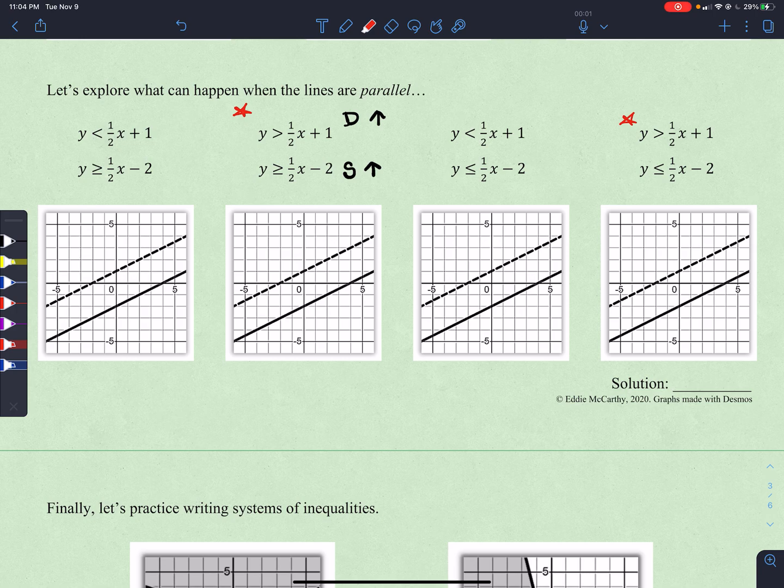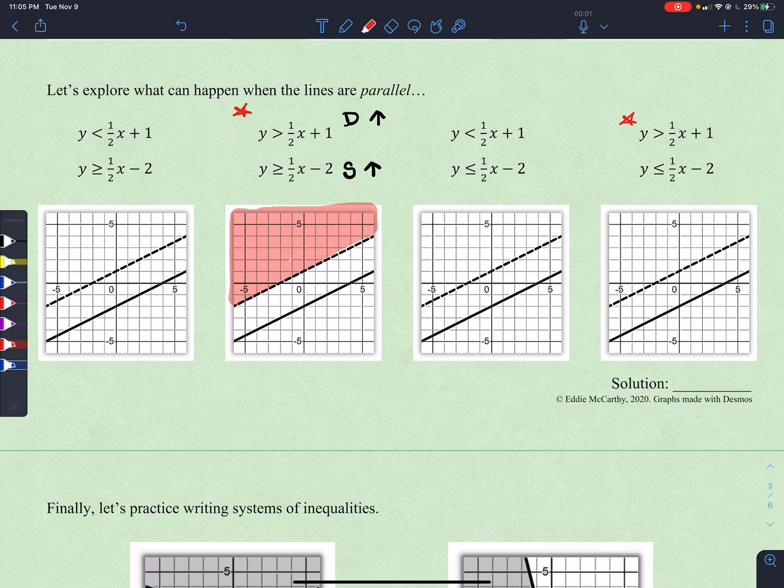Remember, parallel lines have the exact same slope but have different y-intercepts. Okay, in order to be parallel, they are not touching, I should say, or not stacked. So this one here is, we are shading above this dashed line.